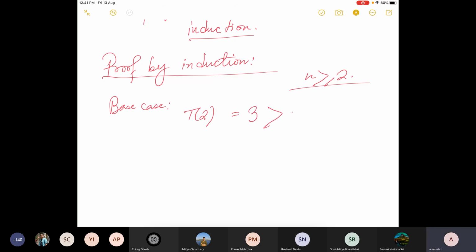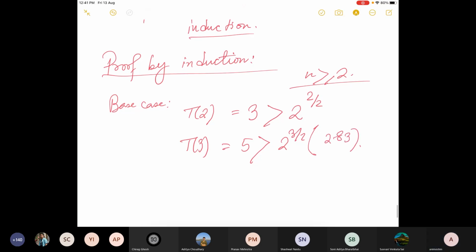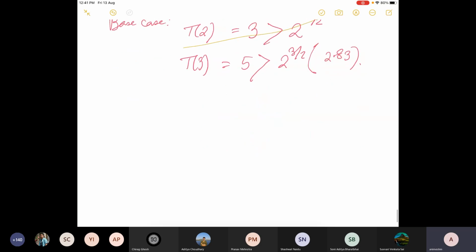That is greater than 2 to the power 2 by 2. T3 is 5, which is greater than 2 to the power 3 by 2. 2 to the power 3 by 2 is actually 2.83. So therefore, it is greater than 2 to the power 3 by 2.